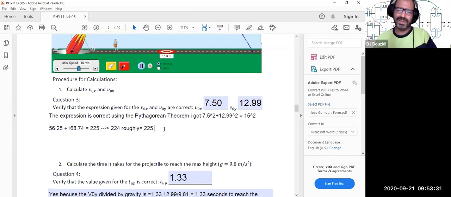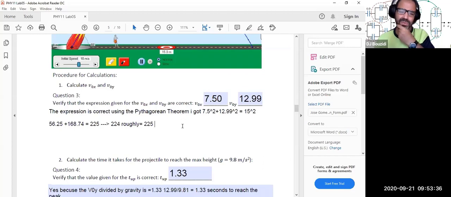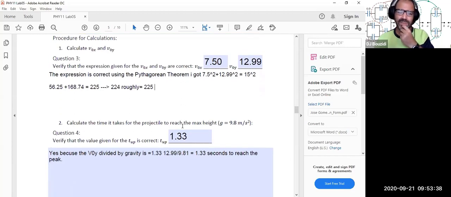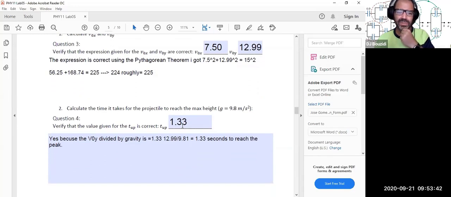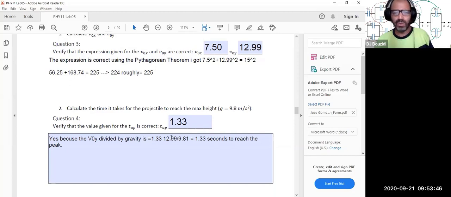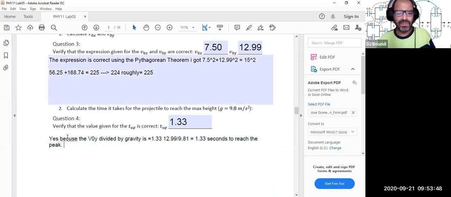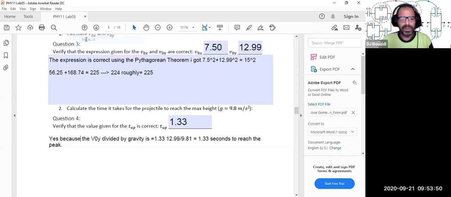Okay, very good. So you got to match, okay? 224, which is roughly about 225. So it's correct. Same thing in here, you got 1.3. So that's fine. Look, it looks like you did the algebra and you got the correct estimate. So those look good. As long as, like I said, it has a verb and it's correct, you're fine, okay?